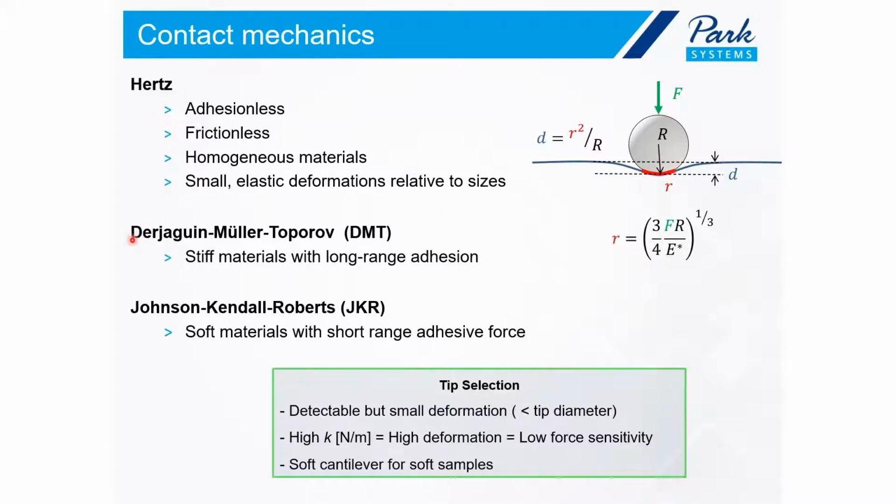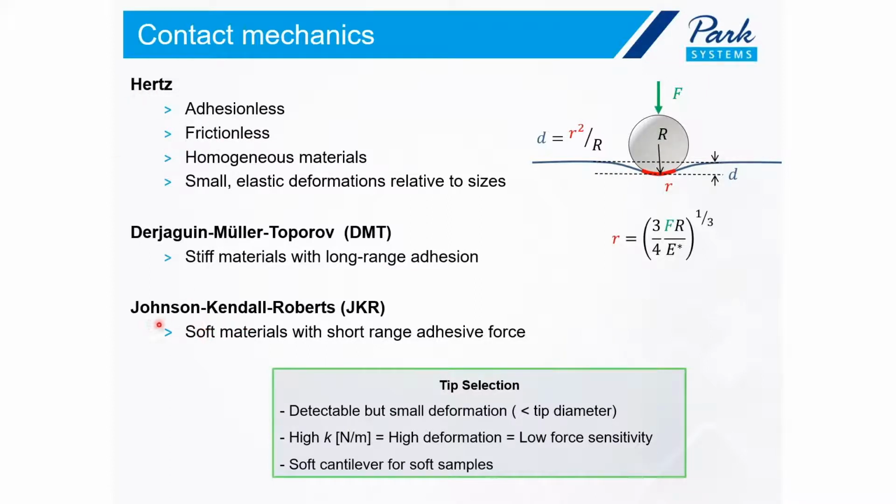There are more complicated models such as the Derjaguin-Muller-Toporov, shortly called the DMT. We've seen it in the software a little while ago. I was using this model. It's used for stiff materials with long-range adhesion. So this model actually takes into account adhesion, unlike the Hertz model.